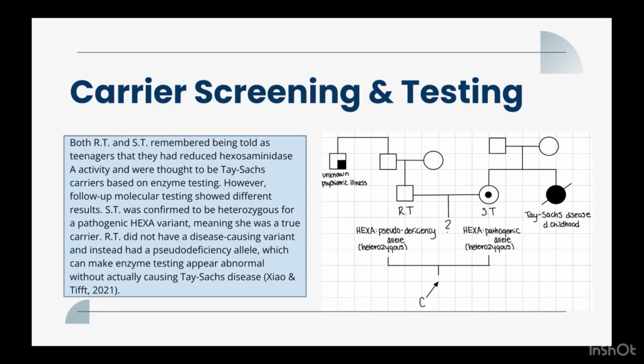And as well on the pedigree, you can see ST's sister drawn in with the completely shaded circle indicating that she does or did have Tay Sachs disease, and the line through it indicating that she has passed away. And in the upper left corner, you can also see RT's paternal uncle, who did have that unknown psychiatric illness as indicated by the shaded square.